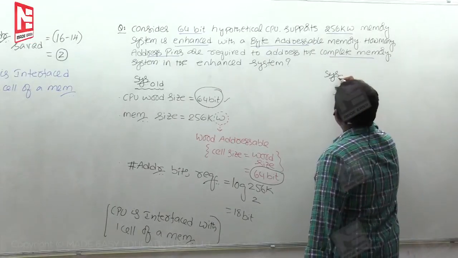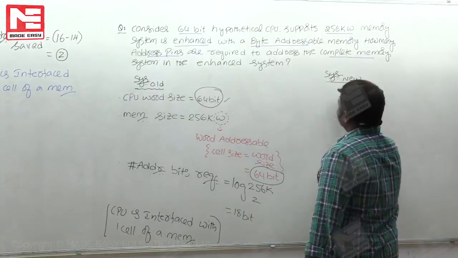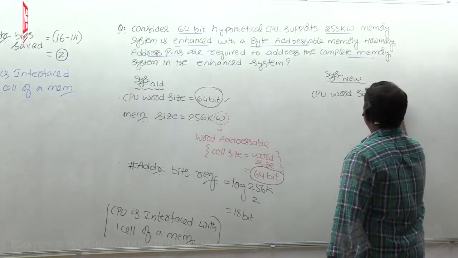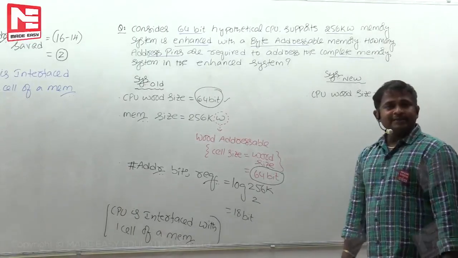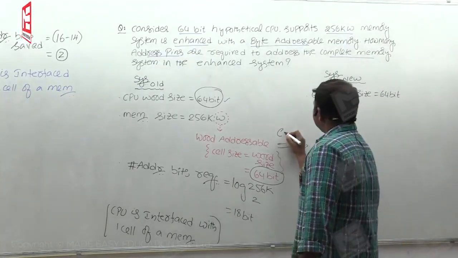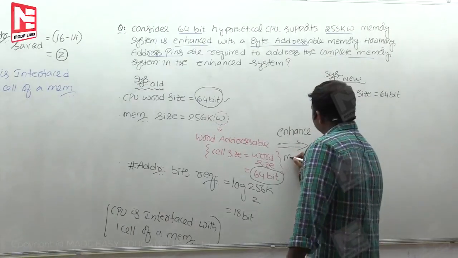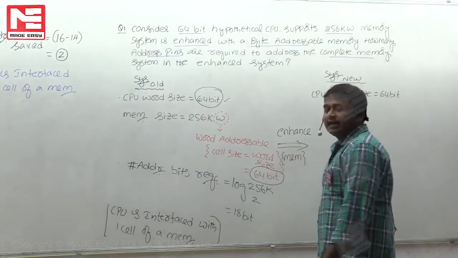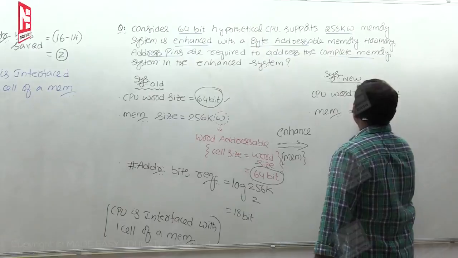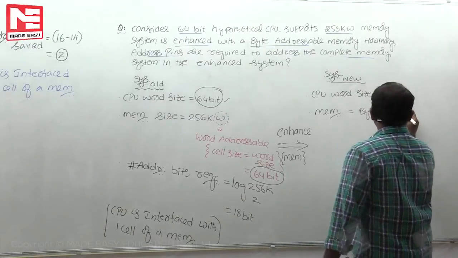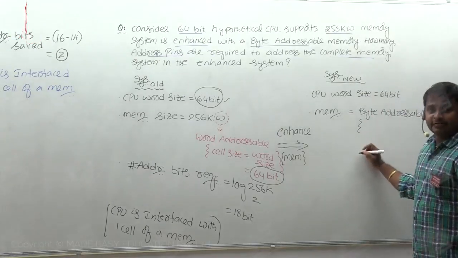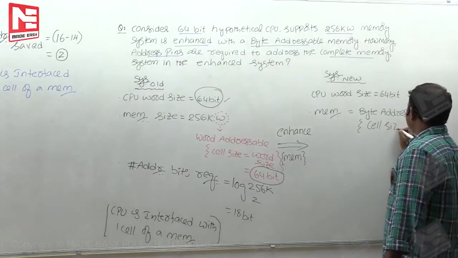Now new system. CPU word length is the same, 64-bit, because in the enhancement only the memory system is enhanced. There is no word length enhancement. So this is enhancement. In the enhancement process only memory is enhanced. No enhancement in the word length of a CPU. Next, memory is byte addressable. In the old system word addressable is there. Now here in the new system byte addressable memory is present. So cell size equals 8 bit.